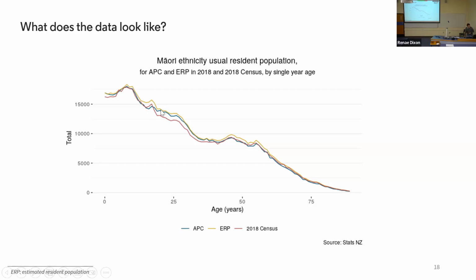For example, you can see here that the APC seems to be missing some of the, I think this is like 15 to 19-year-olds. It doesn't have as much problem as census to pick up the 20 to 30-year-olds. So there's these fine nuances. How does this graph look at a sub-regional level?